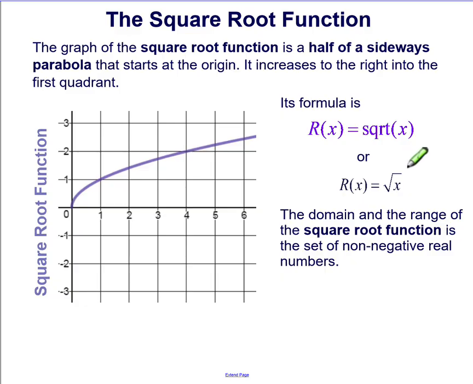The other option is using mathematical notation. R of x is equal to the square root of x, where this symbol is referred to as the radical sign. Notice we're denoting the function R of x, R for root. The domain and range of the square root function is the set of non-negative real numbers.